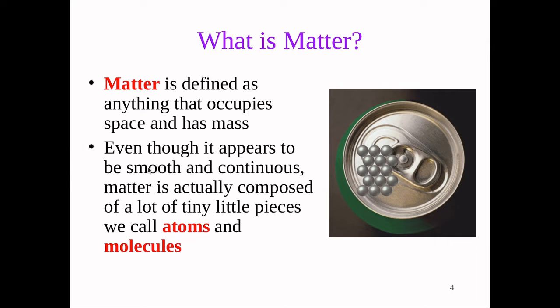Even though it appears to be smooth and continuous, matter is actually composed of a lot of tiny pieces we call atoms and molecules. Okay, so even though this appears to be all one thing, there are actually a bunch of really tiny pieces that are comprising all of it.